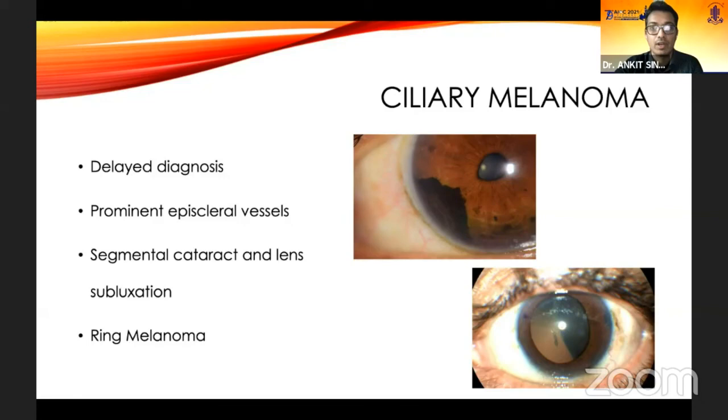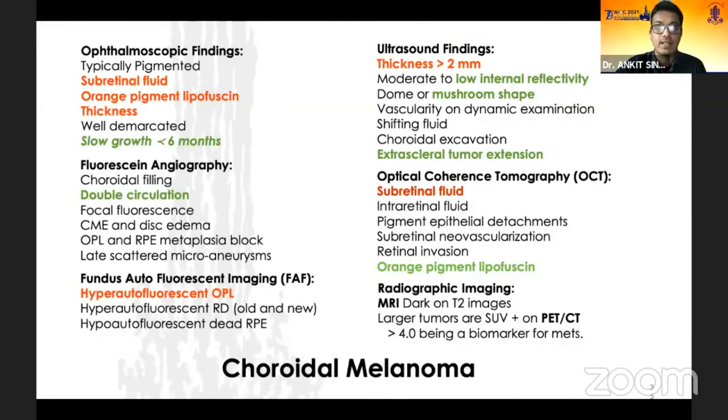To summarize, a suspicious choroidal lesion can be identified by the presence of the mnemonic MOST, simple and easy to remember, where M is for melanoma, O for presence of orange pigments, S for subretinal fluid, and T for thickness more than 2 millimeters. These lesions are slow growing, and hence serial documentation can help us in detecting subtle changes.